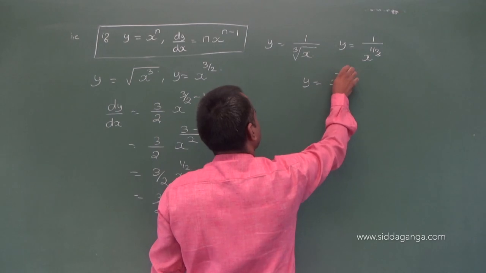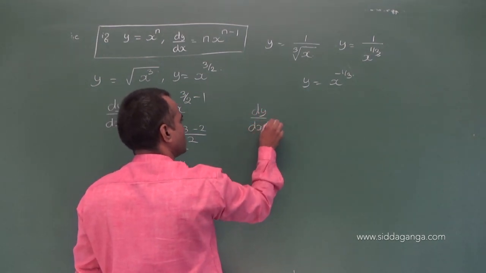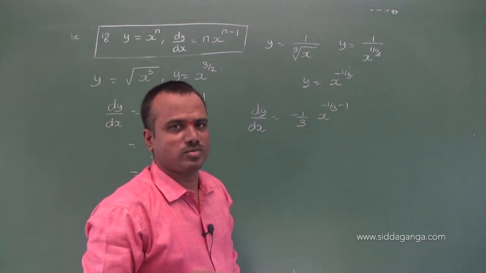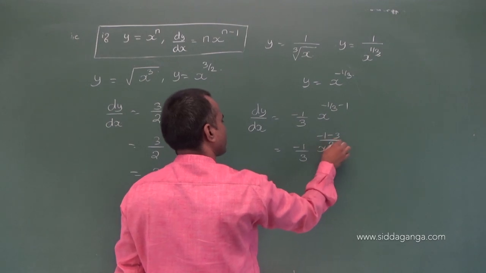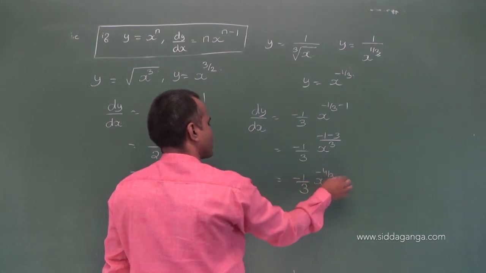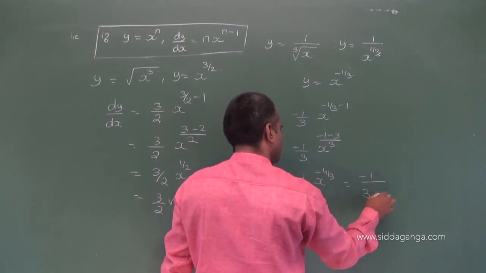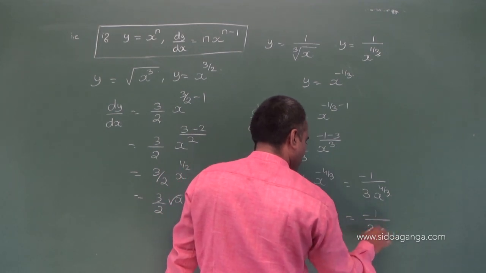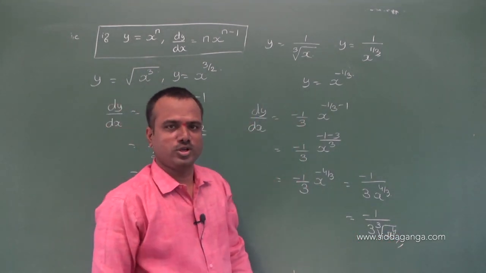X to the power what? Minus 1 by 3. Now we find dy by dx. Minus 1 by 3, x to the power minus 1 by 3 minus 1, that is minus 1 minus 3 by 3. So minus 1 by 3, x to the power what? Minus 4 by 3. If you want it in the radical form, write it in the radical form: cube root of x to the power 4.